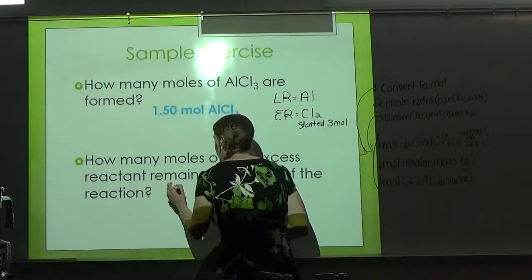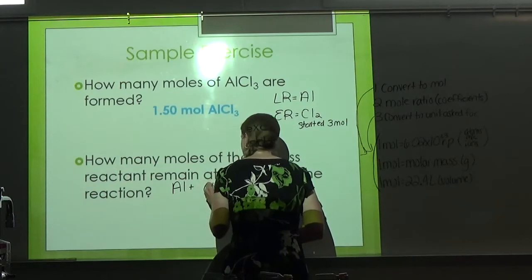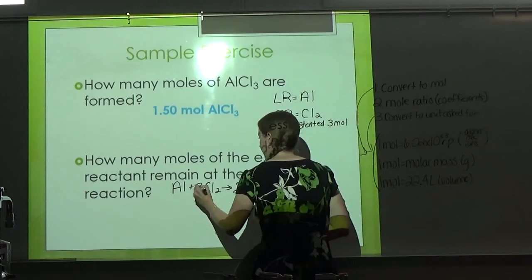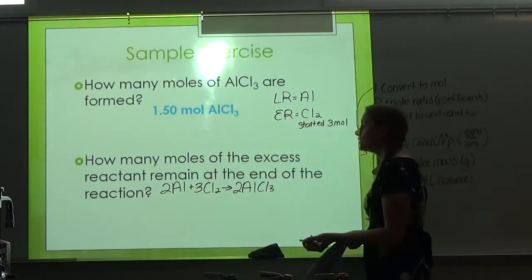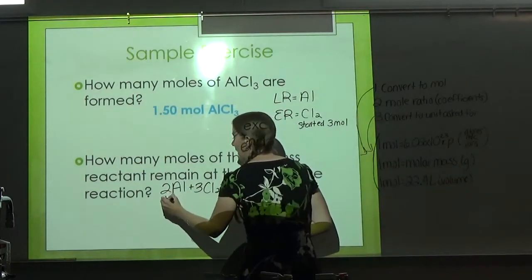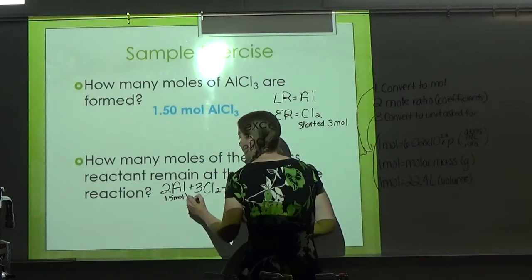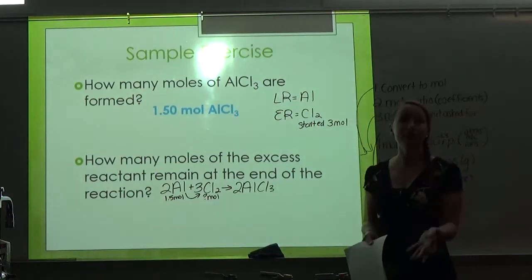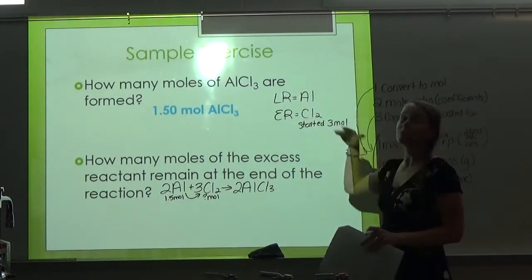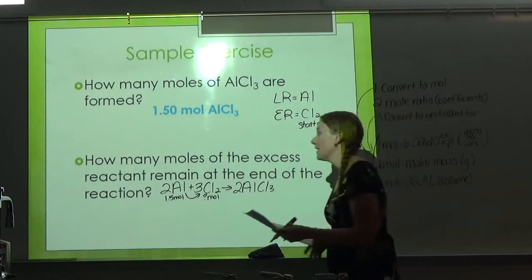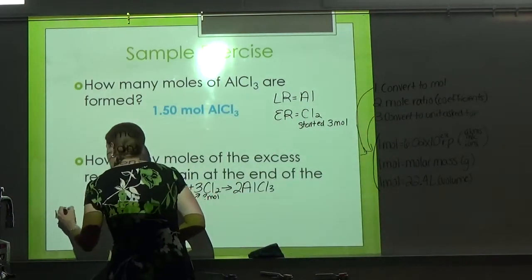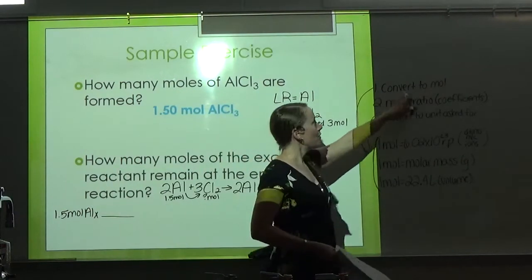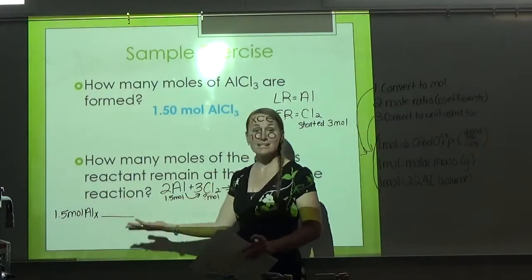So what I did was, here, let me put our reaction down here real quick. Alright, so what I chose to do was say, okay, I know I have 1.5 moles of aluminum. How many moles of chlorine would I need to do that reaction? Because we know that aluminum is going to run out after 1.5 moles. Alright, so I start with my 1.5 moles of aluminum. My first step is convert to moles. However, again, I'm already there, so I can skip that.